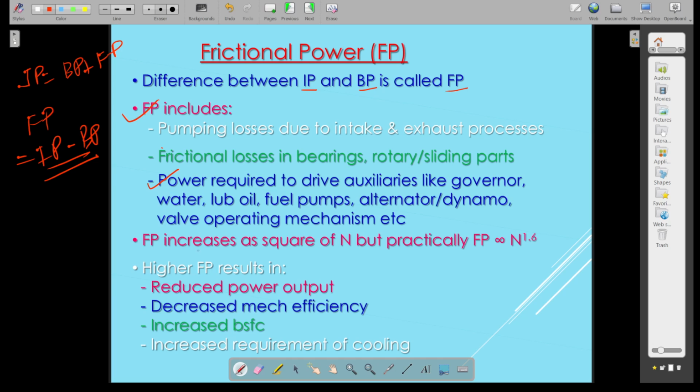These are the losses actually. Theoretically, FP increases as the square of N. Practically, FP is directly proportional to N to the power 1.6. If we have higher frictional power, that means reduced power output, decreased mechanical efficiency, increased BSFC (brake specific fuel consumption), and increased requirement of cooling. So we want the frictional power to be as low as possible.